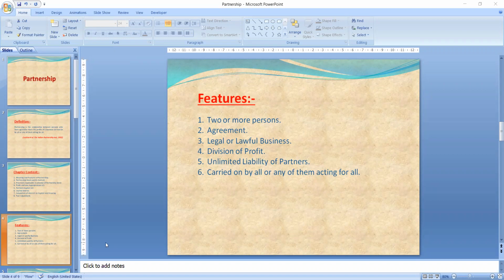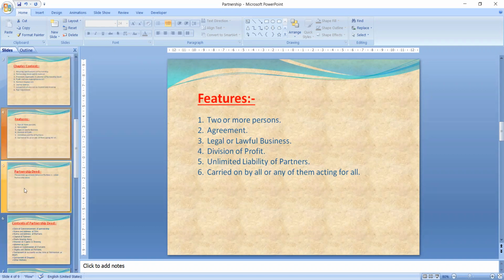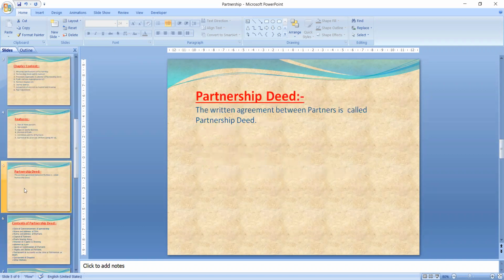The next thing is the partnership deed. A simple line is written here: the written agreement between partners is called the partnership deed. You can say the partnership deed is the most important document in a partnership business.